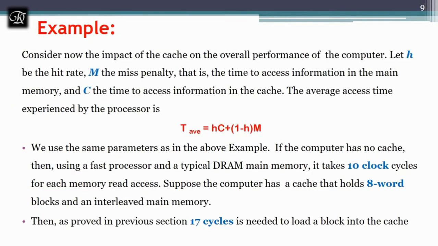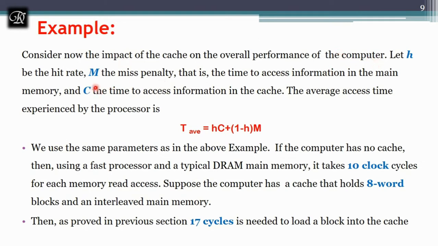Let's see the example. This can be done with multiple levels of cache. We can have a single cache at the processor. Nowadays we have processors with L1, L2, L3 caches. So let's see one example where a processor has only one level of cache and how the performance will be improved. Consider now the impact of the cache on the overall performance of the computer.